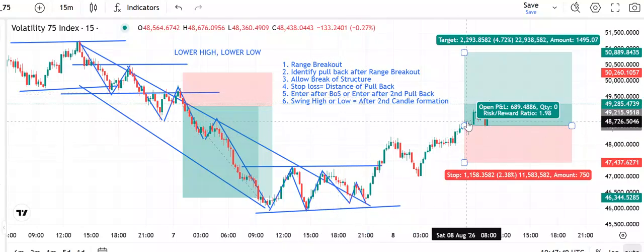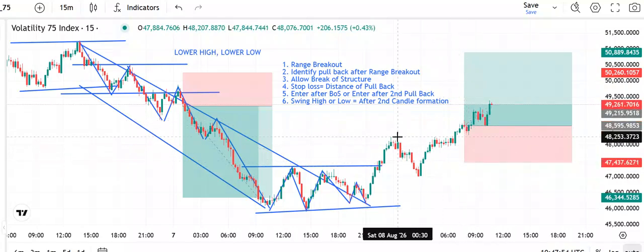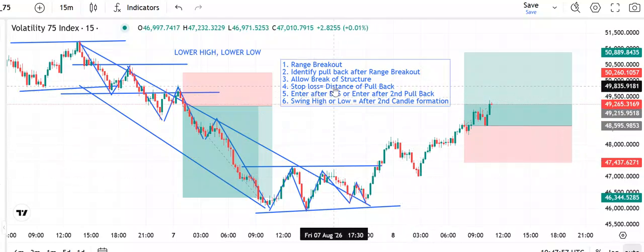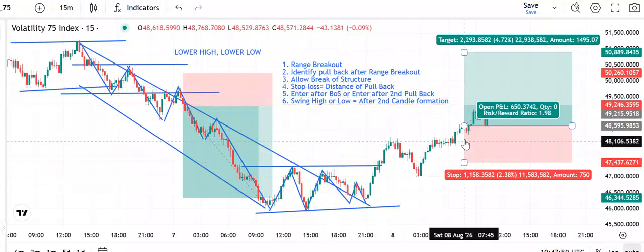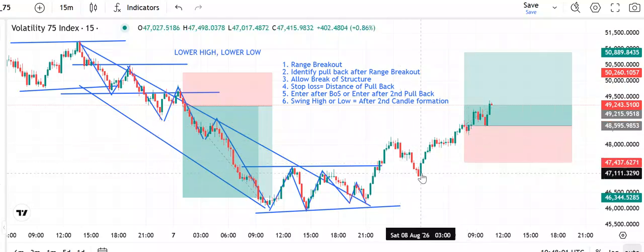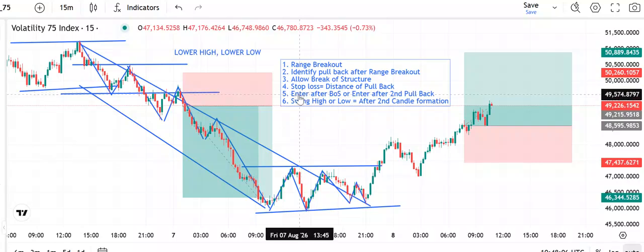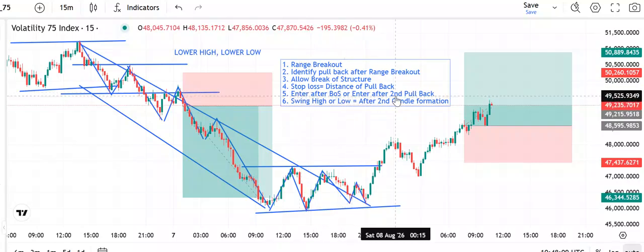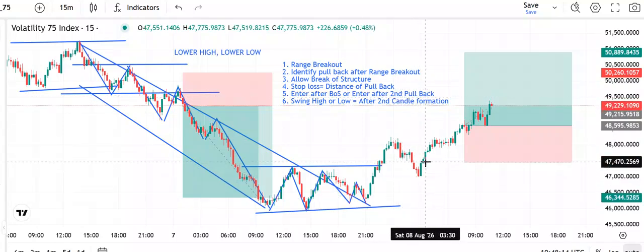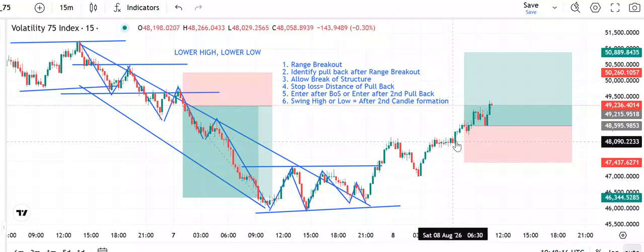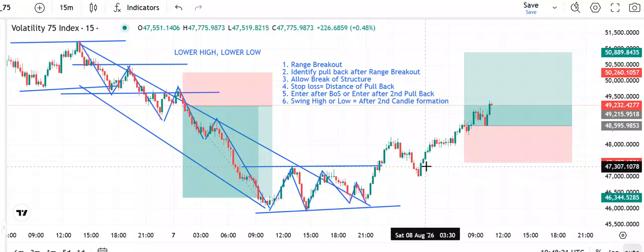Enter after break of structure. That's done here. Now this stop loss is a measurement of this pullback. Stop loss because of the distance of pullback. This is the distance of pullback. So this stop loss is a measurement of this distance of pullback. Then enter after break of structure or enter after second candle pullback. Now you can enter here after break of structure. You can enter anywhere here, or you can enter after this second candle.